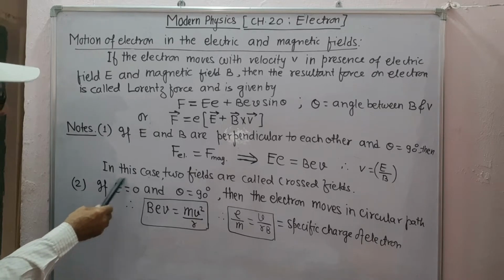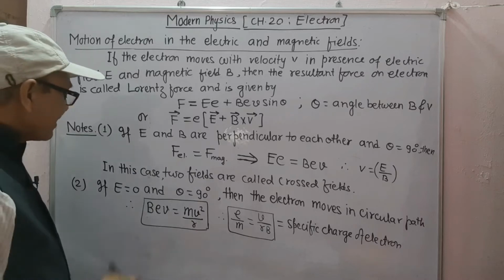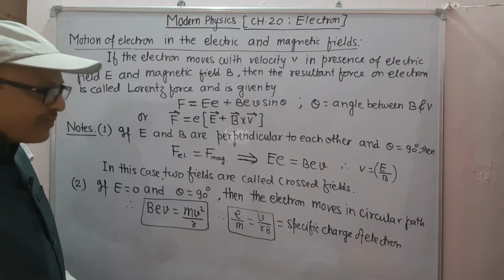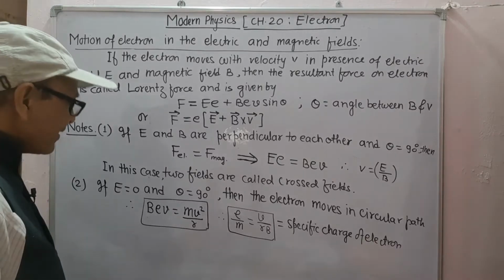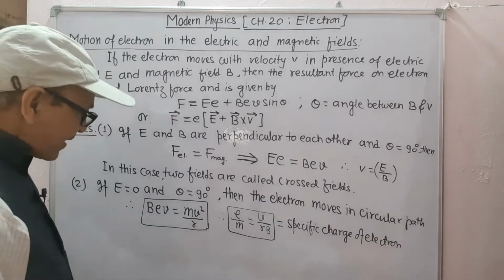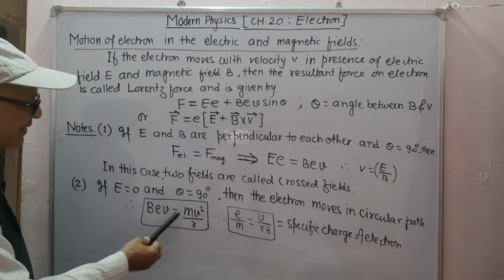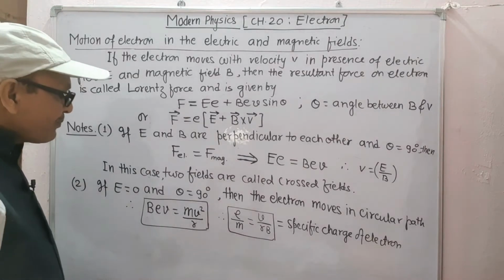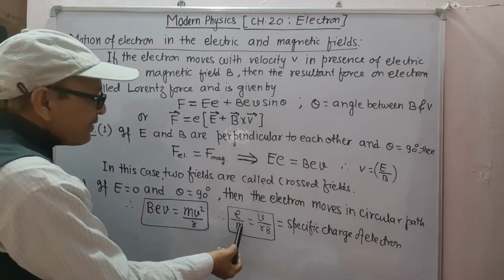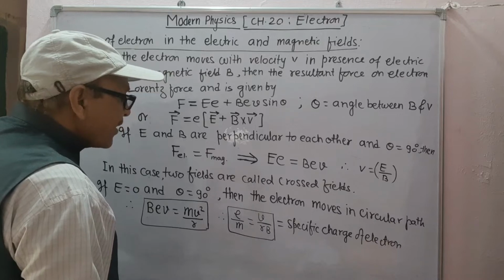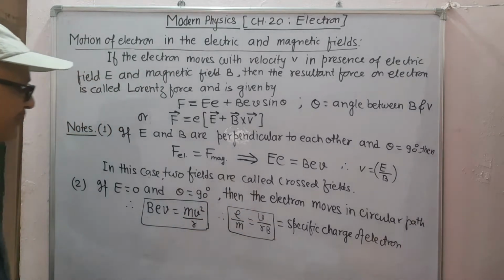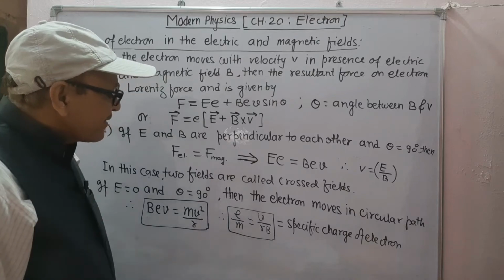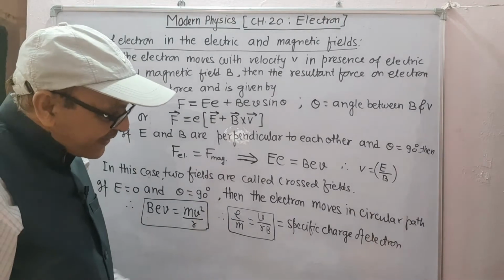Next, if E is 0, means electron is moving only in presence of magnetic field and theta is 90 degree, that is angle between the magnetic field and direction of motion of electron is 90 degree, then the electron moves in circular path such that centripetal force on electron becomes equal to the magnetic force on electron, that is BeV is equal to mv square upon r, which gives e upon m is equal to v upon rB, where r is the radius of circular path of electron, and the ratio of charge to the mass of electron is known as specific charge of electron.